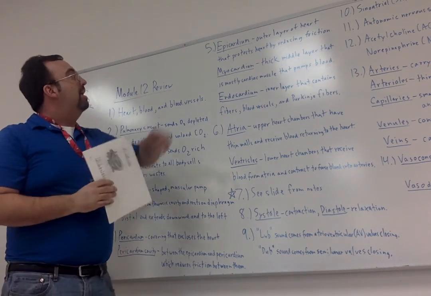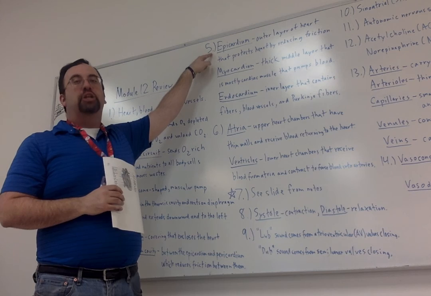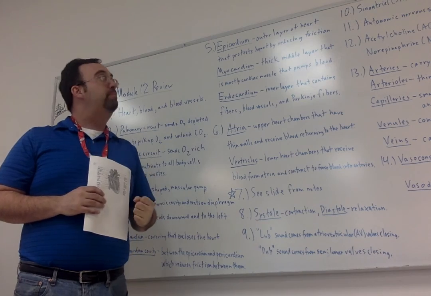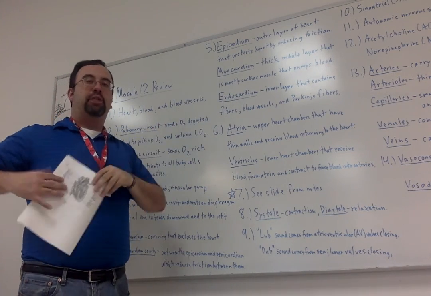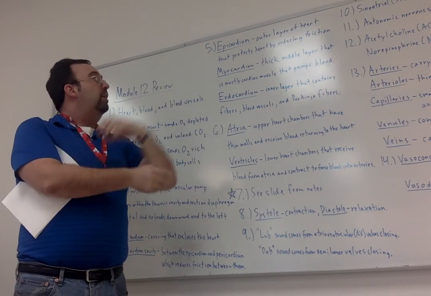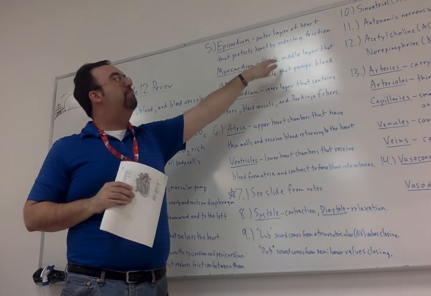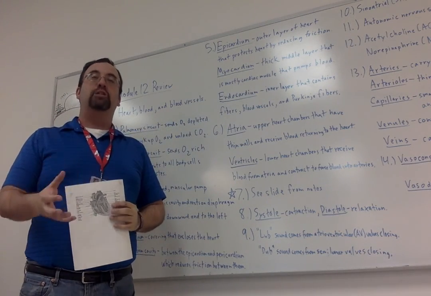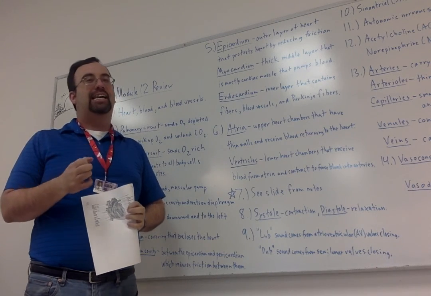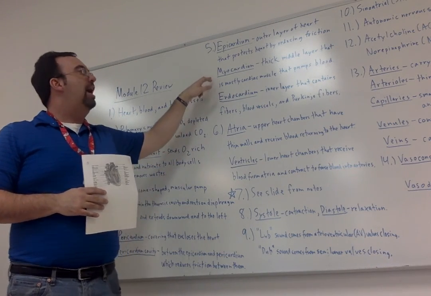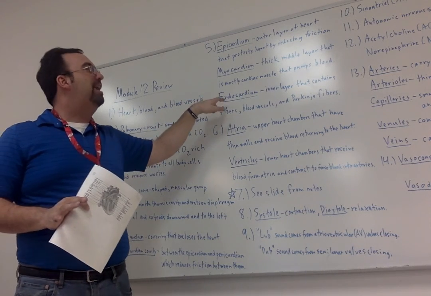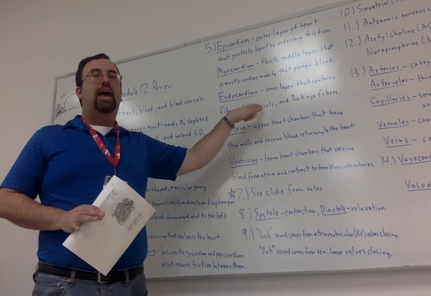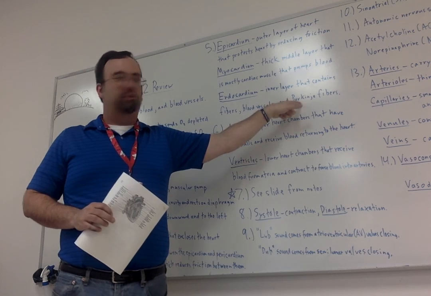All right. Epicardium, so remember epi means upon. This is the outermost layer of heart tissue that protects the heart by reducing friction. Myocardium, again, when you think of myo, think about muscle. And so the myocardium is the thick middle layer that is mostly cardiac muscle, which pumps the blood. So this is obviously the thickest part of the heart tissues. And then on the inside, of course, we have the endocardium. And so this contains fibers, blood vessels, and the ever so popular Purkinje fibers.